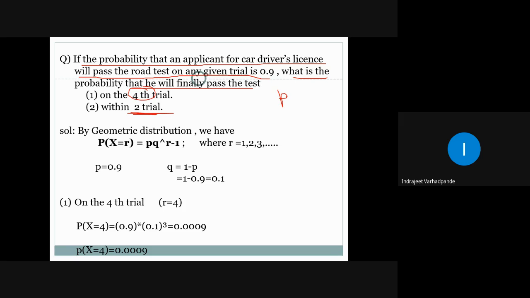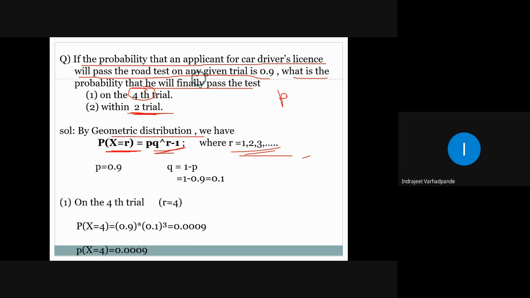So the success rate is to be determined at a certain trial. In such kinds of examples, we will be applying the geometric distribution, because success is expected in a certain trial, limited trials, not infinite trials. Therefore, we apply the geometric distribution. So by geometric distribution, we have probability at x equal to r is p into q to the power r minus 1, where r is equal to 1, 2, 3, and so on. So these are distinct values.